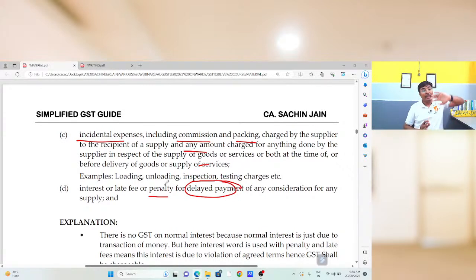For that purpose, in our yesterday session, at the time of our discussion on time of supply, we discussed Section 12 subsection 5 regarding addition on account of interest and penalty. So interest and late fees will be added to the value of supply, and due to that addition we are going to pay the tax on that interest and late fees also.